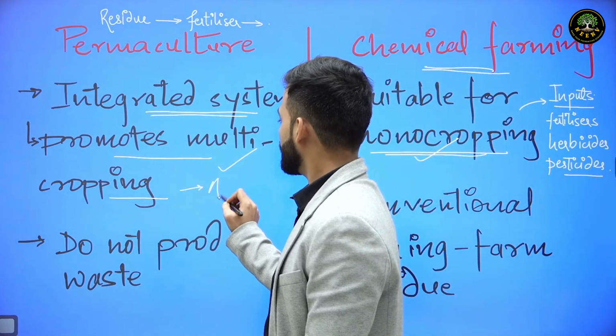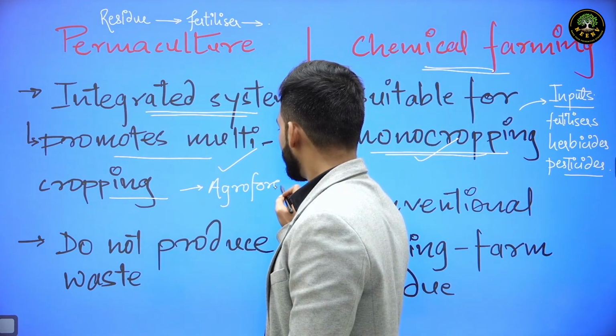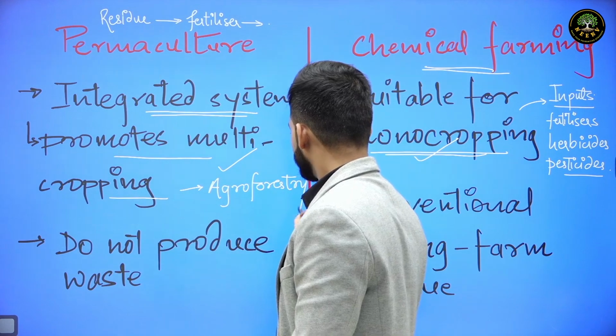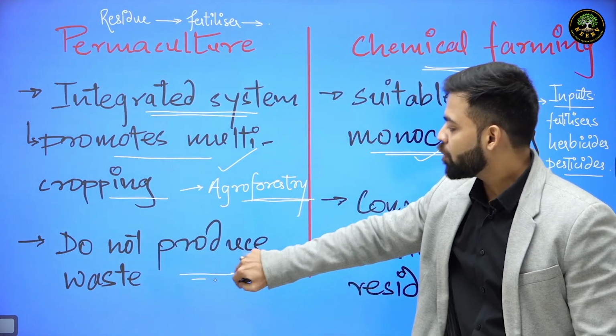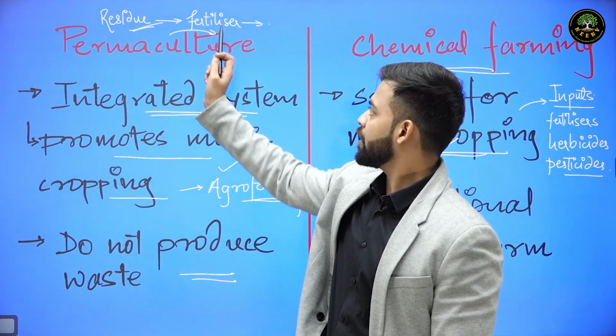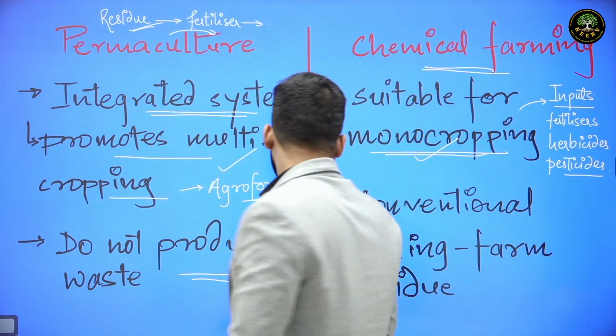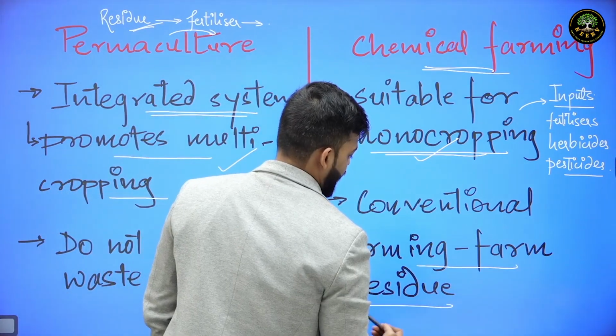And the best example of permaculture is agroforestry, where different types of crops are grown at a time. They do not produce waste. Why? Because the waste or residue of one is used as an input for another crop, whereas in this type of farming, farm residues can be easily seen.